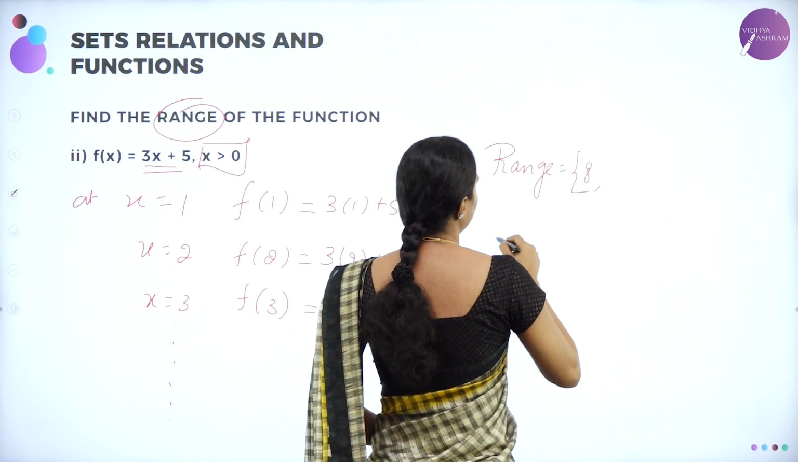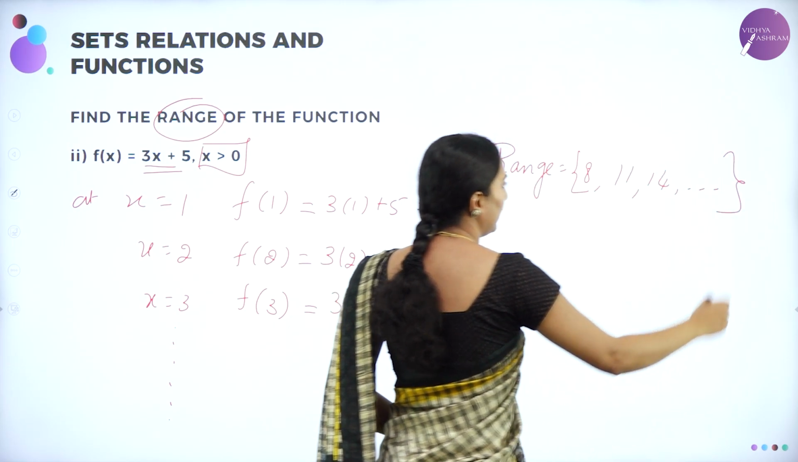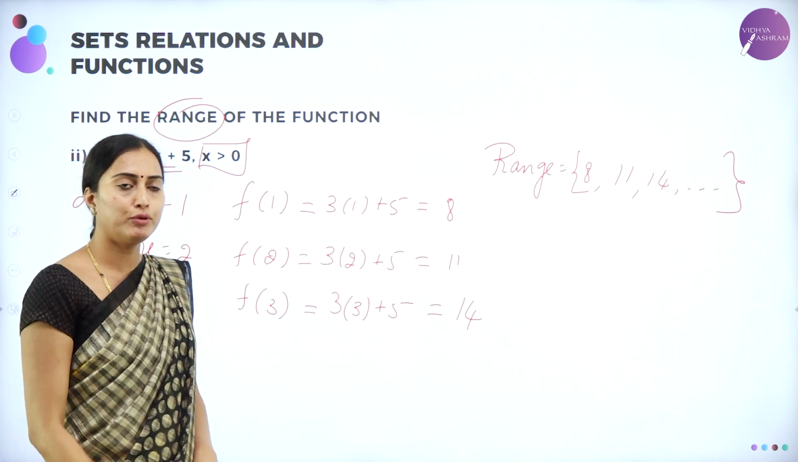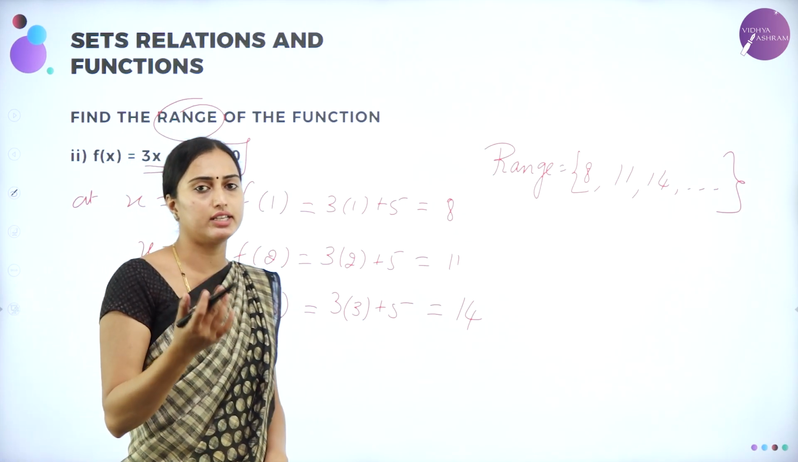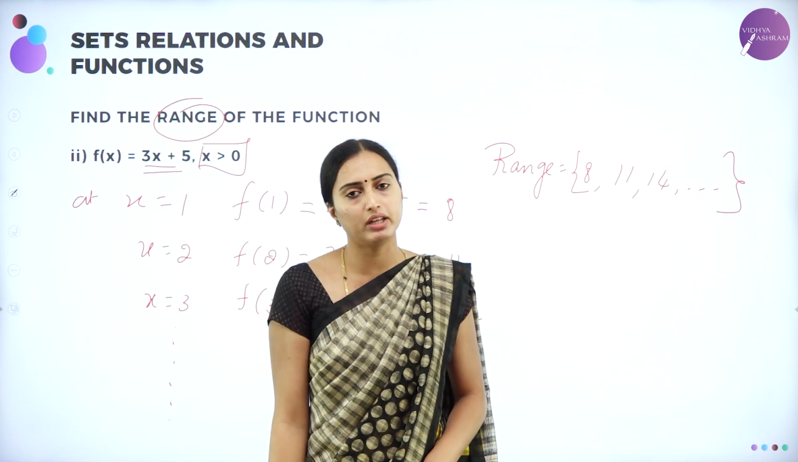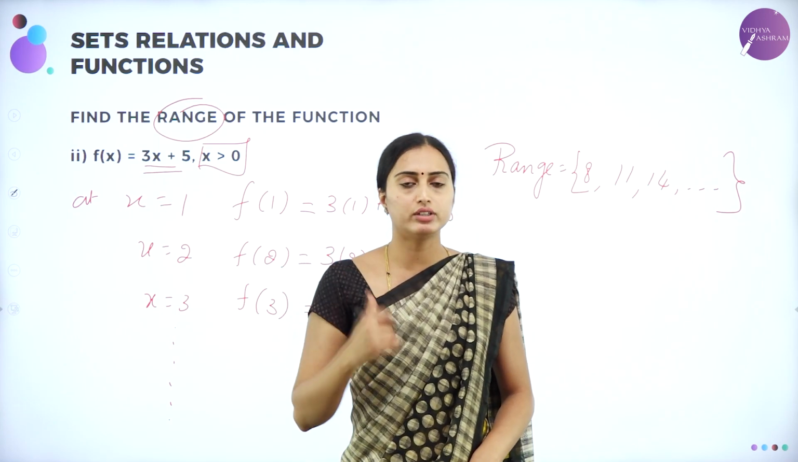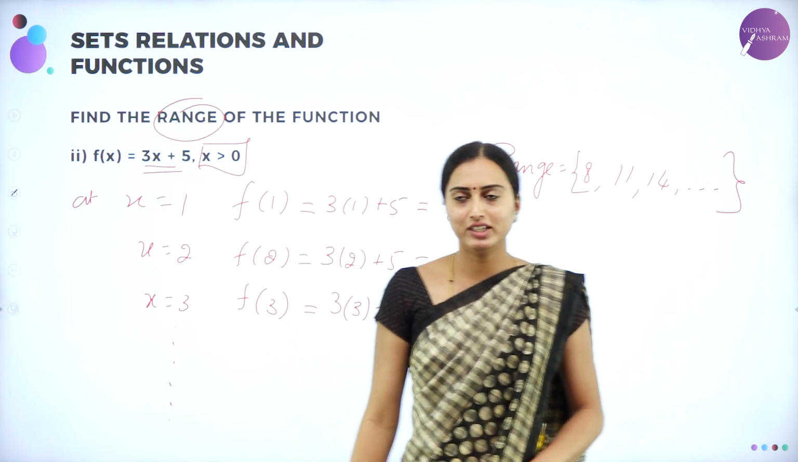The first element is 8, second element we got 11, third element as 14, fourth element it will continue as well. You can write up to 5 elements, then also you can write etc. Otherwise you can write 3 elements only, then you can write etc. That is nothing but infinite number of terms of the range. Okay, according to the given question, we'll move on to the next question.